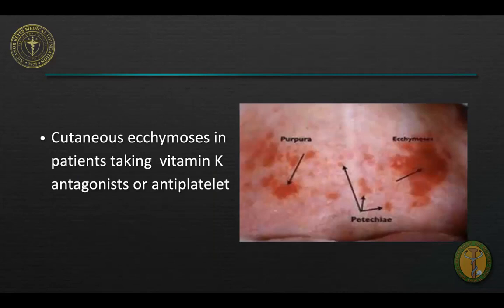Cutaneous ecchymosis. These are red discolored spots that are more than 10 millimeters in diameter, unlike your petechiae, which are 3 millimeters or less, or a purpura, which is 3 to 10 millimeters. These cutaneous ecchymoses are seen in patients who are taking vitamin K antagonists like warfarin, or those who are taking antiplatelets like aspirin and clopidogrel.